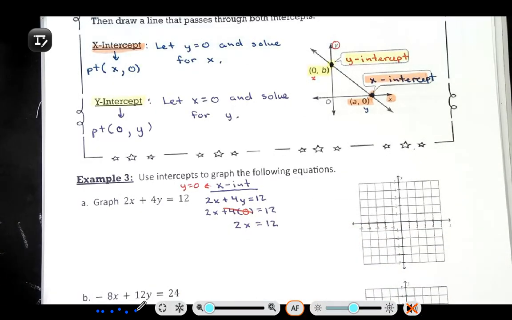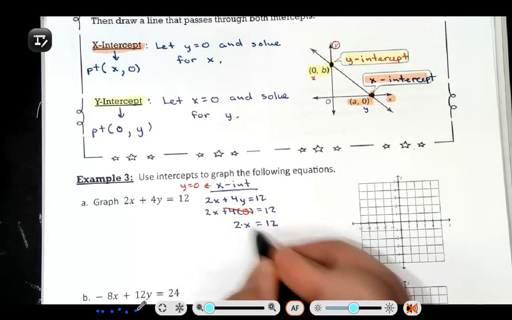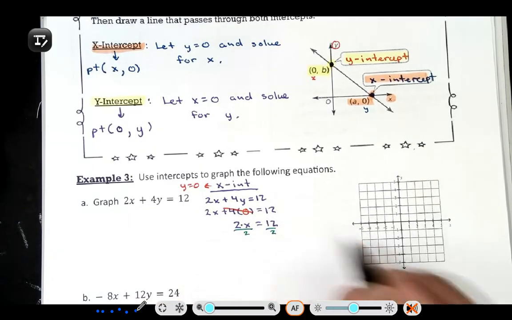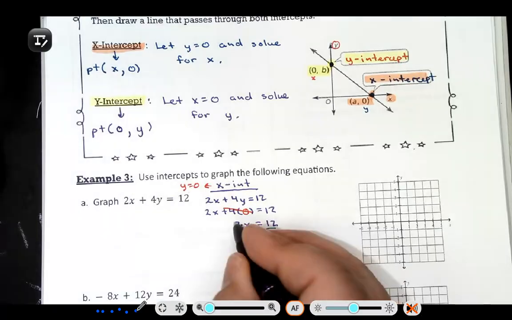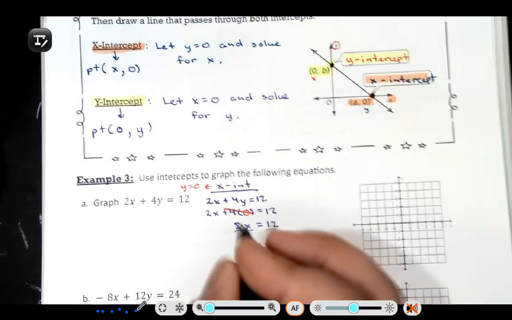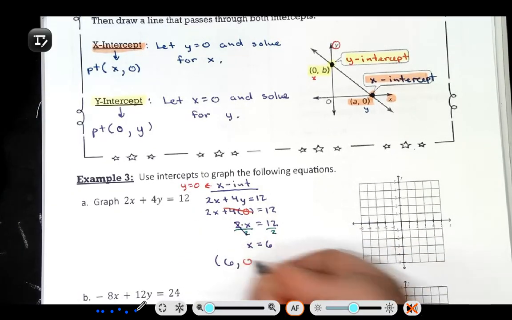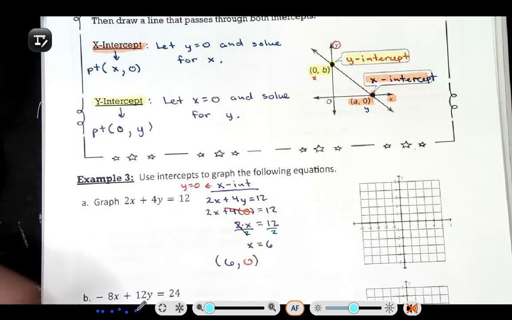So all I do now to finish, remember, how do you get rid of a number that's next to a letter? They're multiplying, so we do a little division. It's what we've been doing for 3 units now. So x is equal to 6, and there it is. My x-intercept is the 6, and don't forget your y value, that's the one that we turned into a 0.